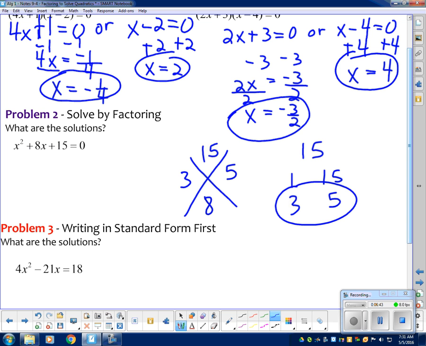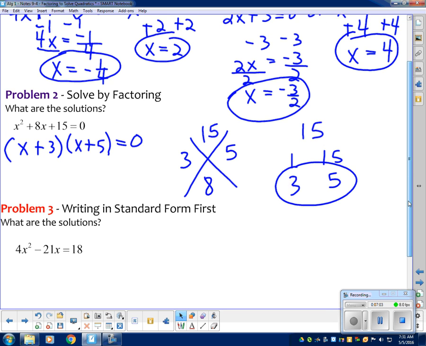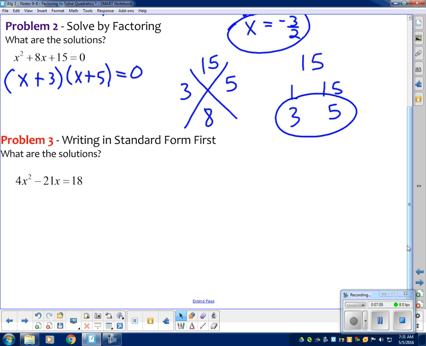And so because this is a simple quadratic, it has a 1 in front of the x squared, or in a's place. We call that number in front of the squared term a. We can easily translate this into two factors. X plus 3 times x plus 5 equals 0. And so by the zero product property, we can set each factor equal to 0. X plus 3 equals 0, or x plus 5 equals 0.